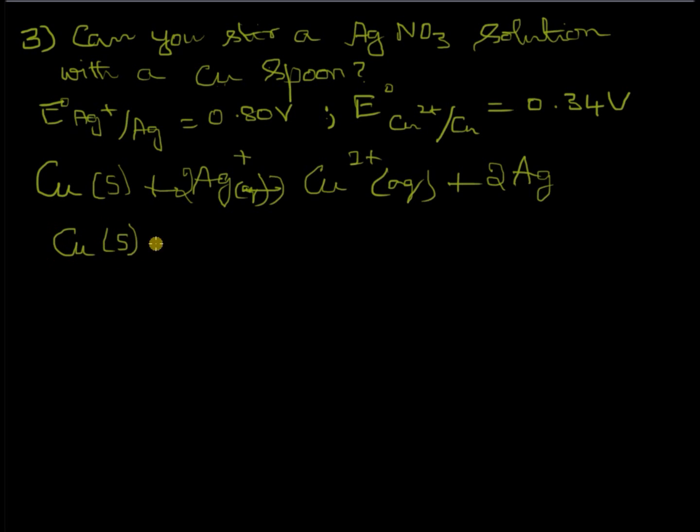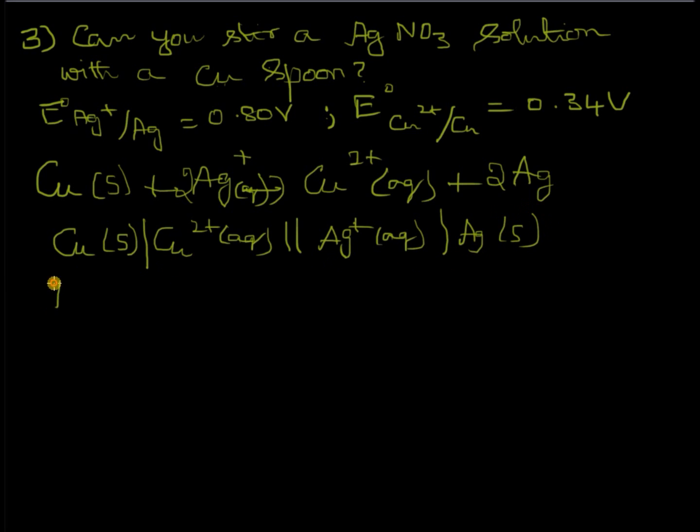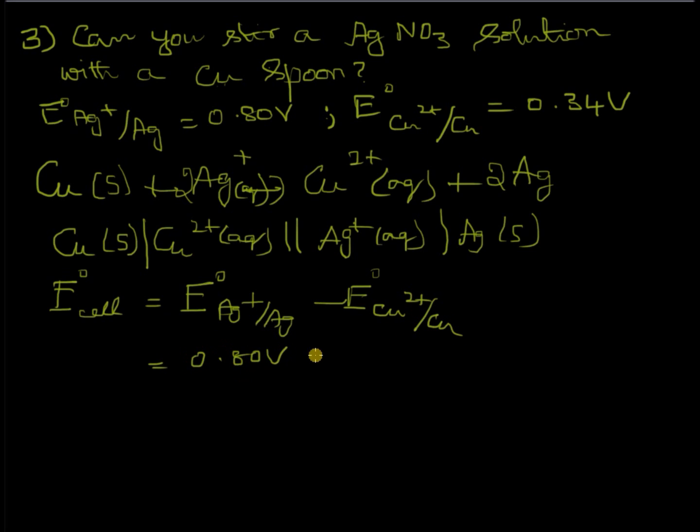It will be Cu solid bar Cu2+ aqueous, and then Ag+ aqueous bar Ag solid. Let us calculate the E0 cell of this. That is E0 cathode, which is cathode here silver. So E0 of Ag+ bar Ag minus E0 of Cu2+ bar Cu. The values being 0.80 volt minus 0.34 volt, it is positive.